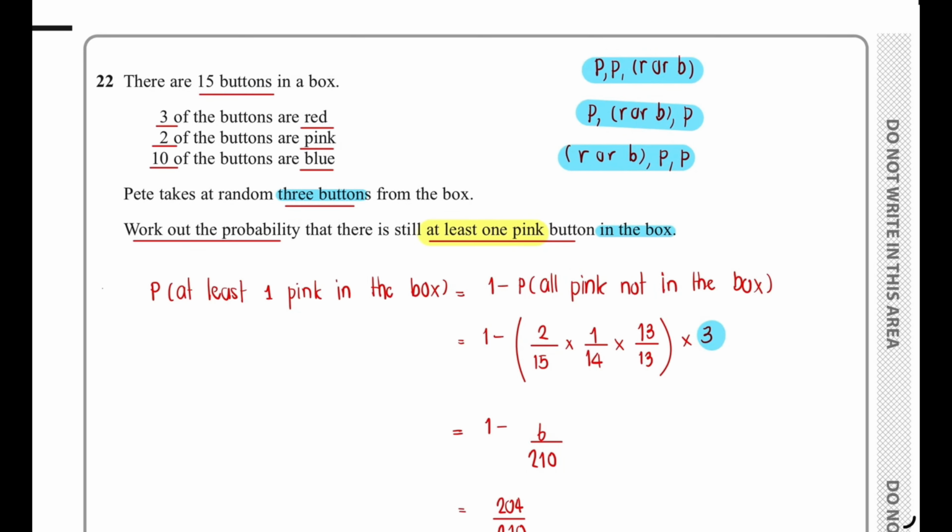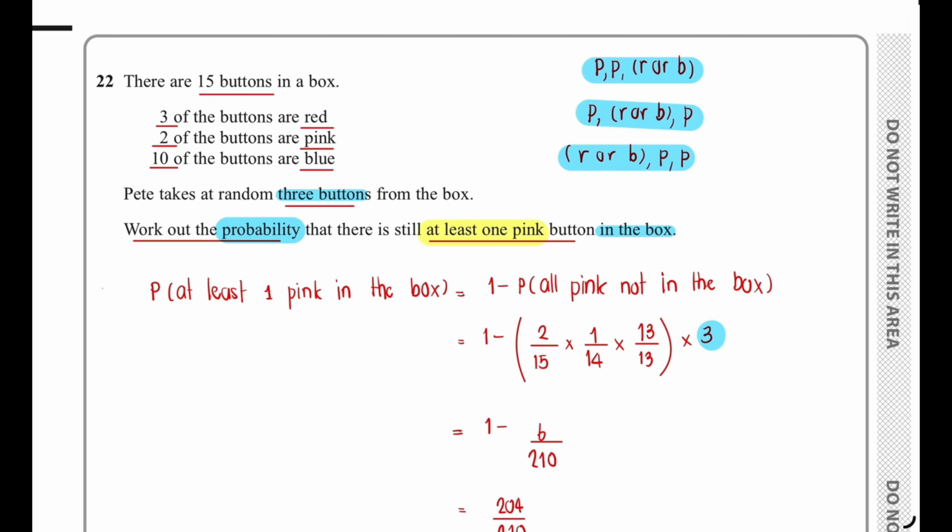Question 22. There are 15 buttons in the box. 3 of the buttons are red, 2 of the buttons are pink, and 10 of the buttons are blue. P takes at random 3 buttons from the box. Work out the probability that there is still at least one pink button in the box. Okay, so the way that I'm going to do this question is that since we want to find the probability of at least one pink in the box, it will be equal to 1 minus the probability of all pink buttons not in the box.